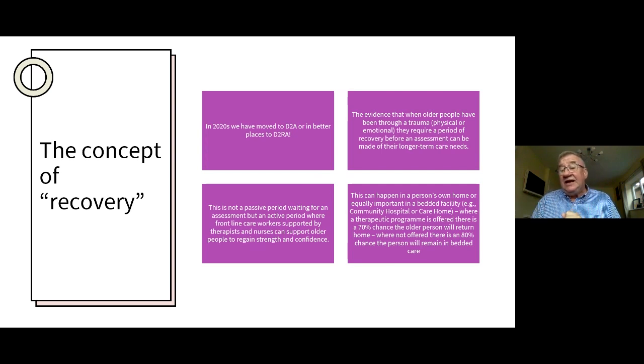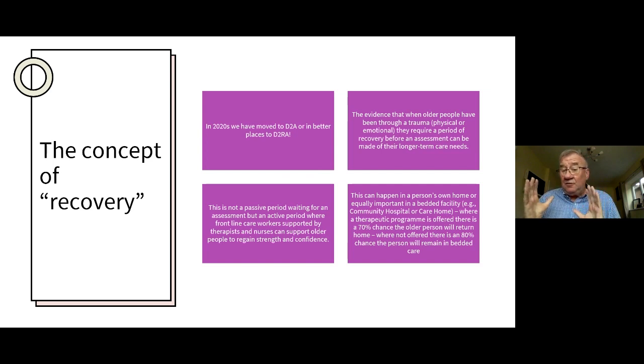And it's that period of recovery. If you're just waiting for an assessment, if it is purely discharge to assess with no recovery, then actually during the assessment period, the person might decline. It might make very little difference to their lives. So it's not the period waiting for the assessment that matters, it's the levels of recovery that people are offered. So it's not a passive period. It's not waiting for an assessment, but it's an active period where frontline care workers, supported by therapists and nurses, can support older people to regain strength, regain confidence, looking to see to what level of recovery they can make.